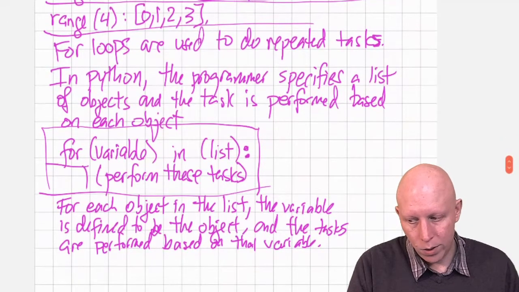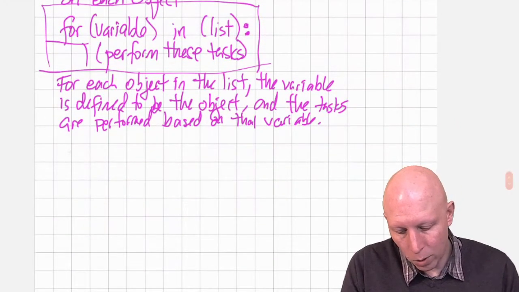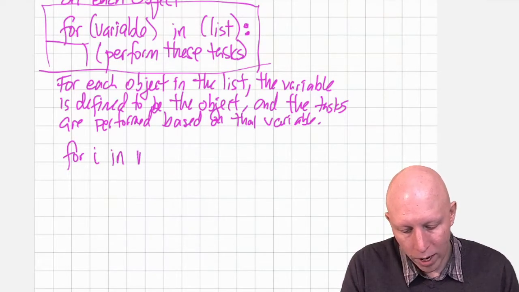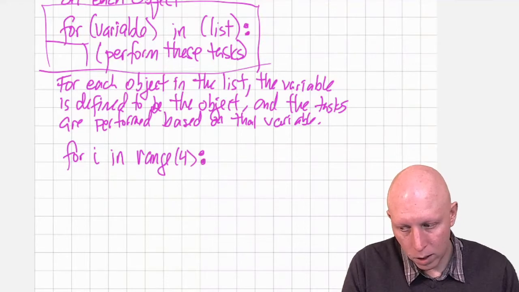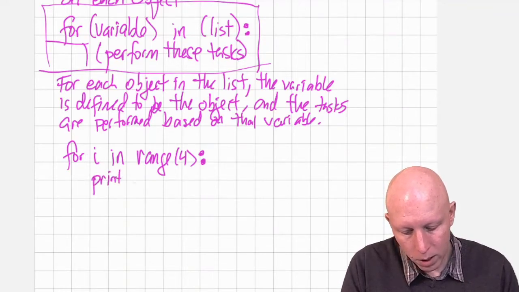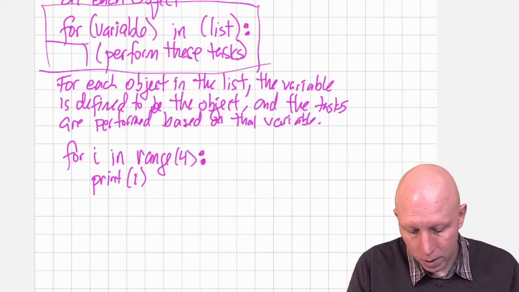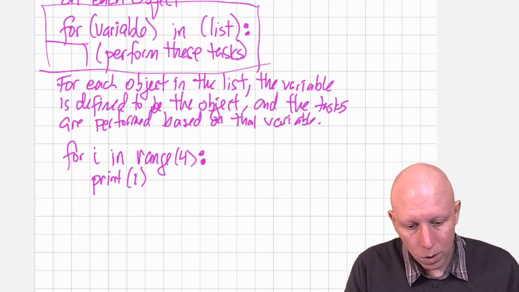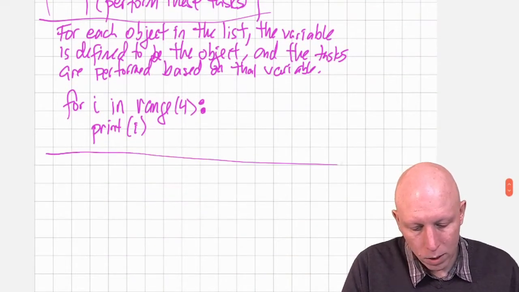All right, so let's just give a couple examples of what this could be. So if we do for i in range(4): print(i). All right, and so here's then what the for loop does.